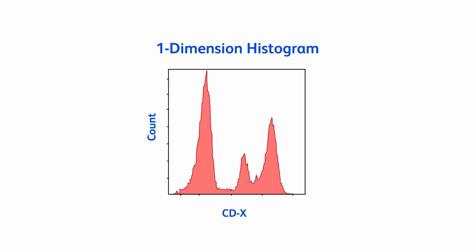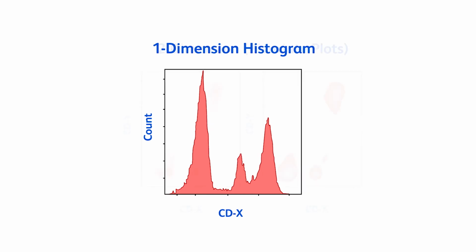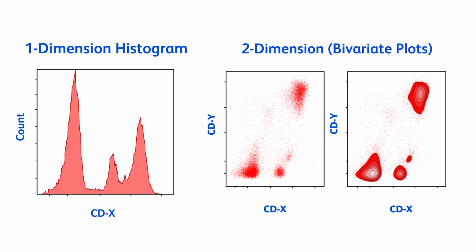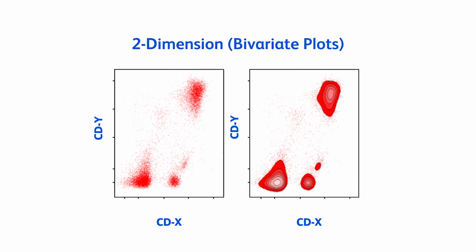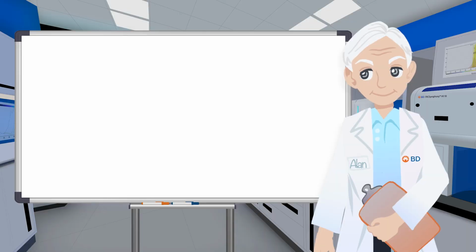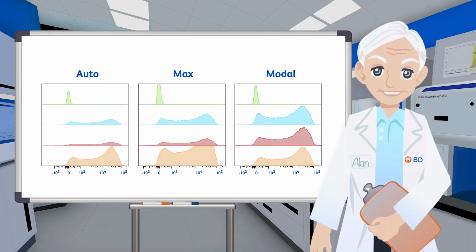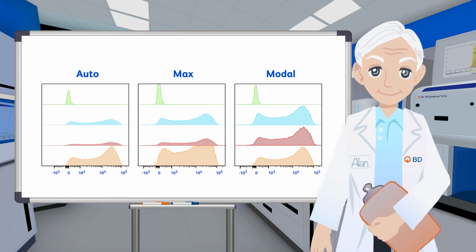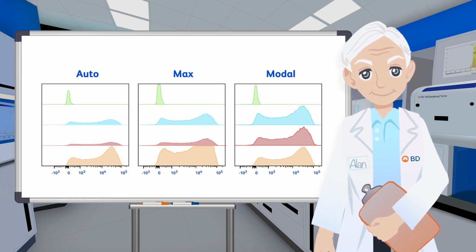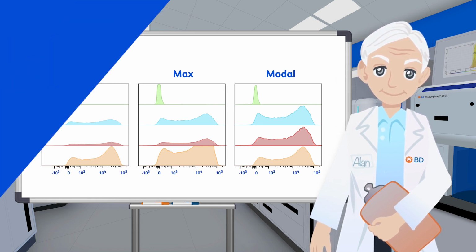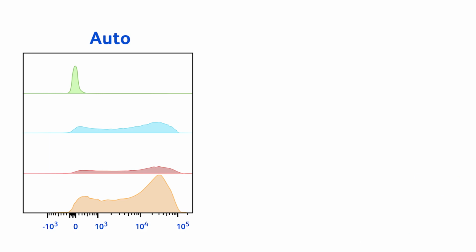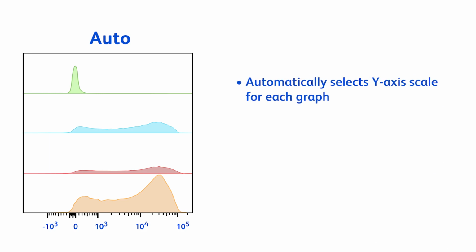Flow cytometry data is typically displayed as one-dimensional histogram plots or as two-dimensional or bivariate plots, which show the correlated expression of two markers and can distinguish multiple subpopulations within a sample. Histograms are used to display single marker expression as measured on the x-axis, typically of a gated subpopulation. When comparing histograms with or without overlays, there are multiple options for the y-axis. Using the Auto option, the software automatically selects the y-axis scale for each graph. This is easy, but can lead to misleading comparisons.